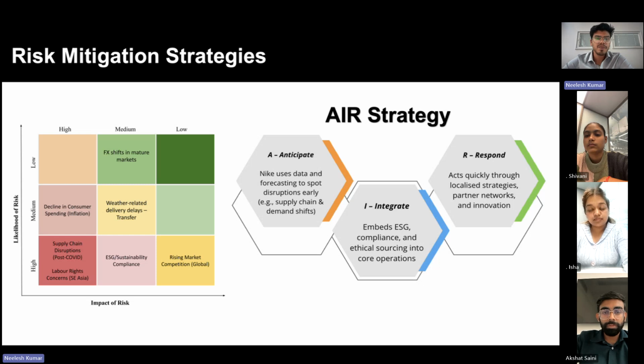This approach ties into Nike's broader AIR strategy, which stands for AIR. A stands for anticipate. Nike uses data and forecasts to detect risks early. I stands for integrate. ESG and compliance are embedded into operations. And R stands for respond. The company acts with speed and flexibility through localized strategies and innovations. Together, this helps Nike manage global challenges while protecting its brand, operations, and long-term growth.